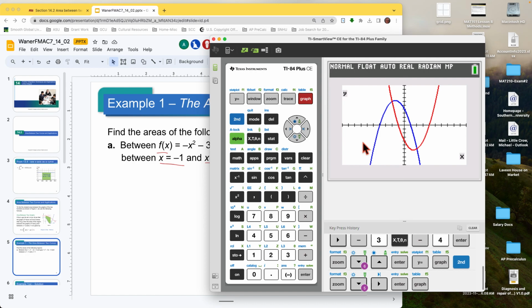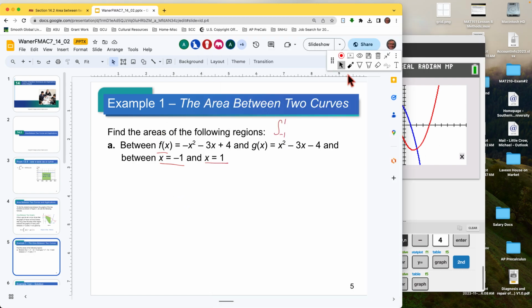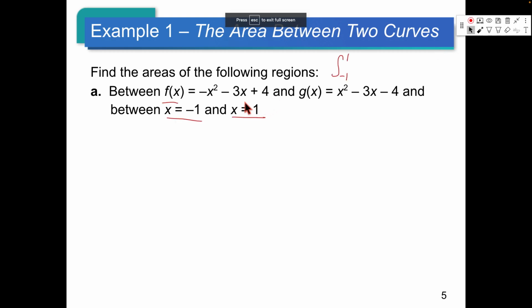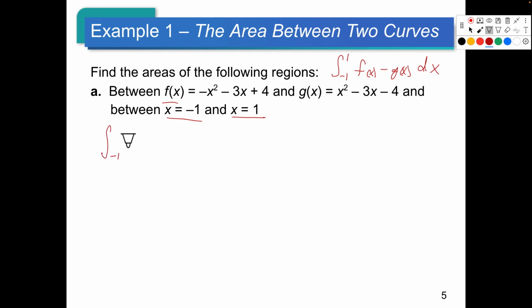Anyway, I need to play with it a little bit more than I do. I think there's a way to put which graph is which that will show you, but what we know is f of x and then g of x. So the first one is on top. And so this tells us we want to do f of x minus g of x dx. Okay. And so what we end up doing is we integrate from -1 to 1.